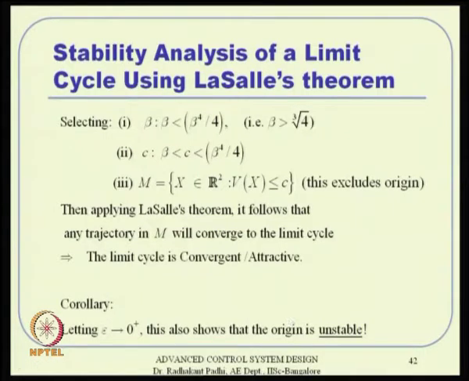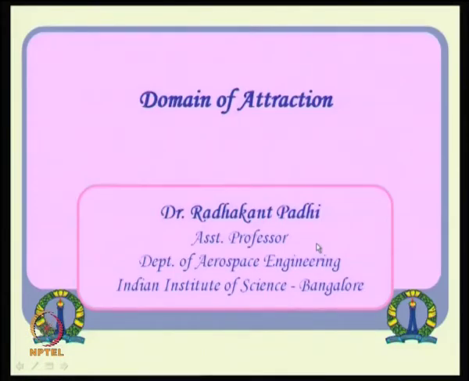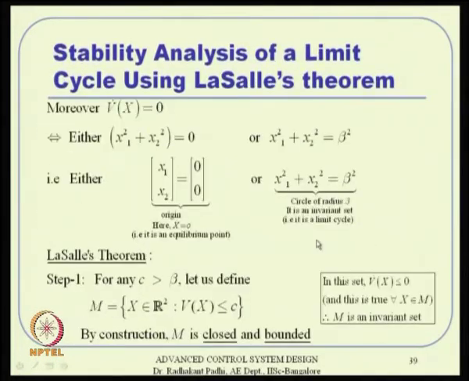So, what it tells us is that the origin happens to be unstable. The origin's instability can also be proved using the instability theorems and other things we have discussed before, but as a corollary of this particular analysis, it also tells us that not only is the limit cycle stable, but the equilibrium point is unstable as well, both. So, that is the beauty of using LaSalle's theorem.